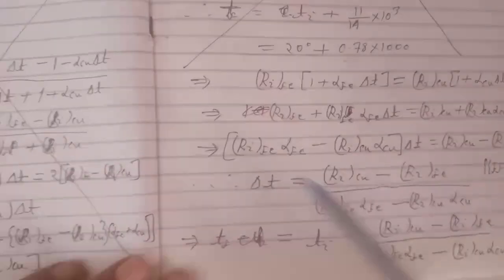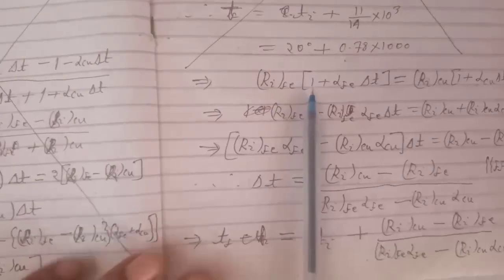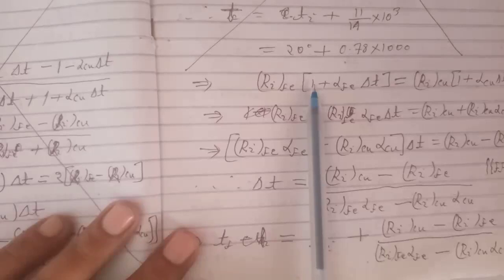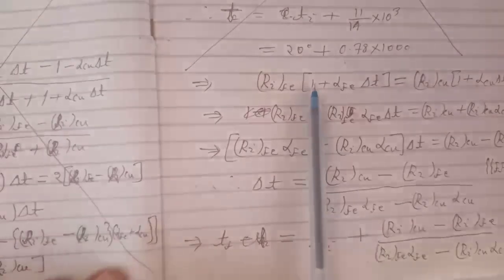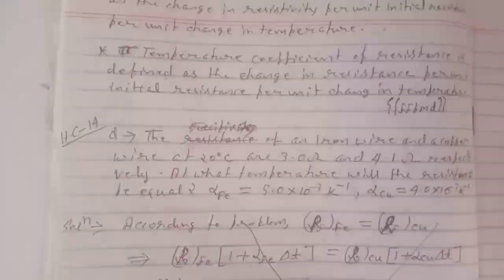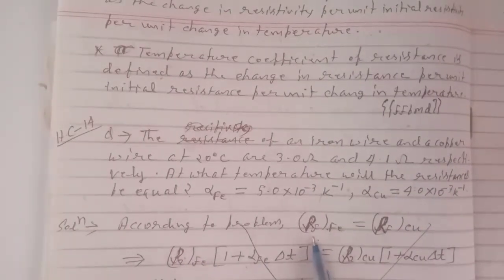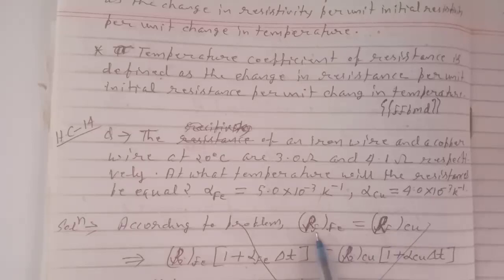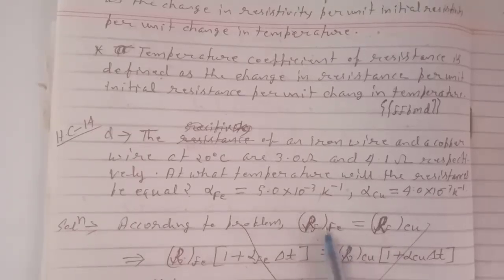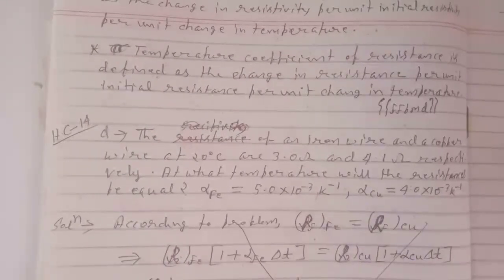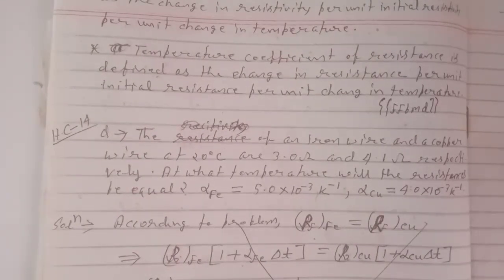From the problem it is given R_iFe. According to the problem, R_fFe is equal to R_fCu. R_f, the final resistance of iron, is equal to the final resistance of copper for the same time interval.